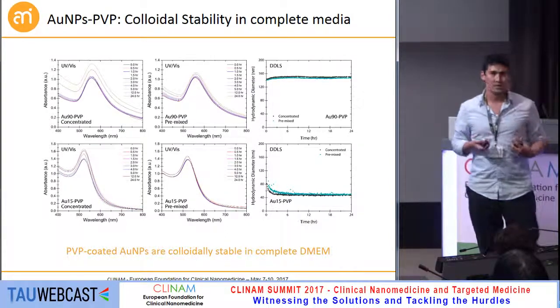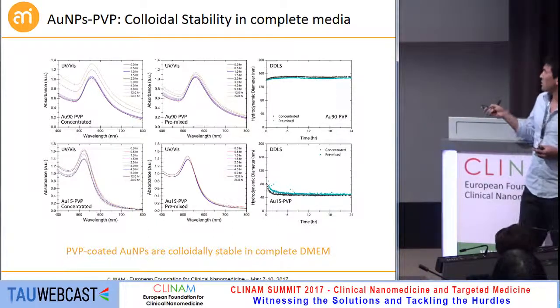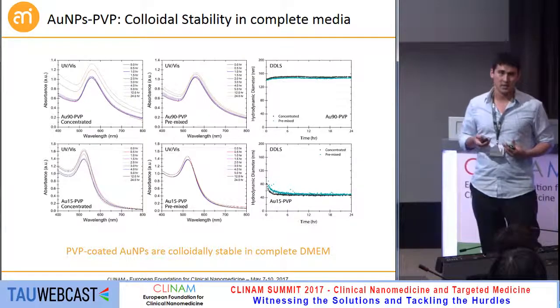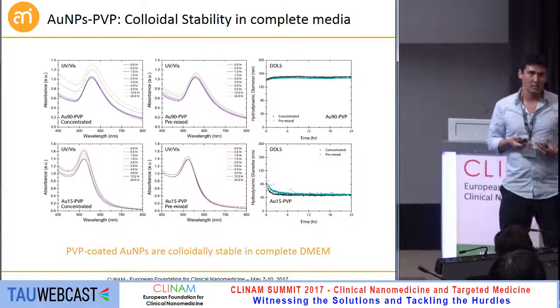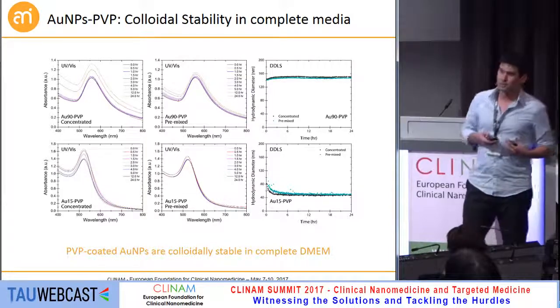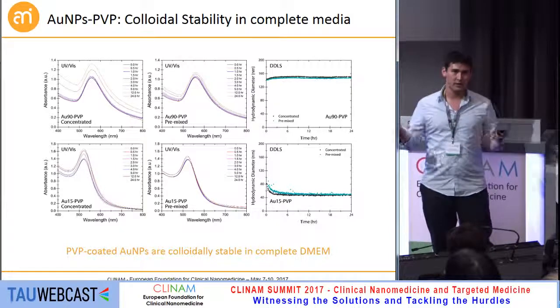What this tells us is we can move forward with our studies, and we think this is a very important step in the whole particle development process: to ensure your particles are stable. Because if they aggregate when they go into biological media, then the effects that you're measuring could be from some weird species where you have aggregated particles.